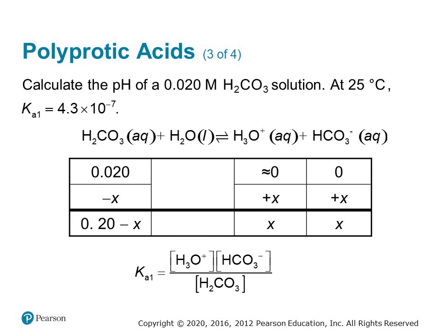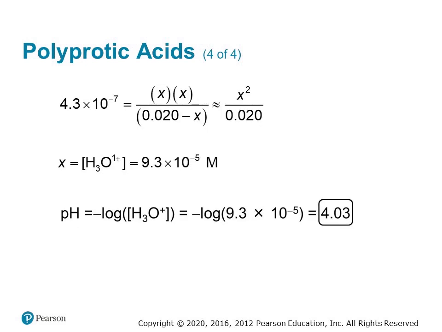So we set up the ice chart here based purely on the first dissociation and the associated value of Ka1, and we solve for x, which is also equal to the hydronium ion concentration itself, which turns out to be 9.3 times 10 to the minus 5 molar. So to find the pH, we take the negative base 10 log of that number, giving us a pH of 4.03.